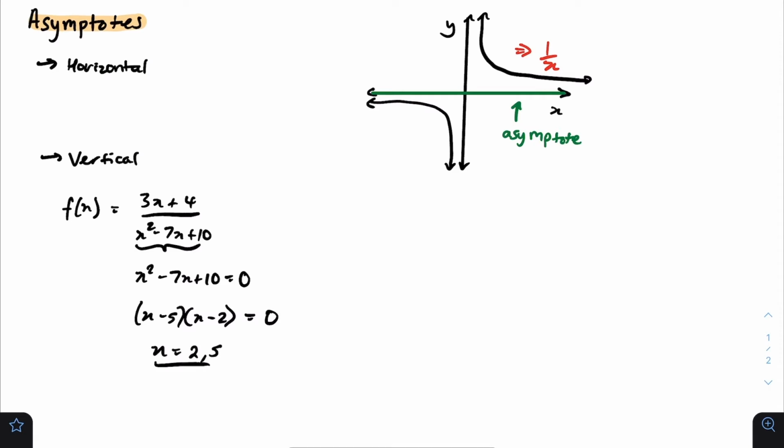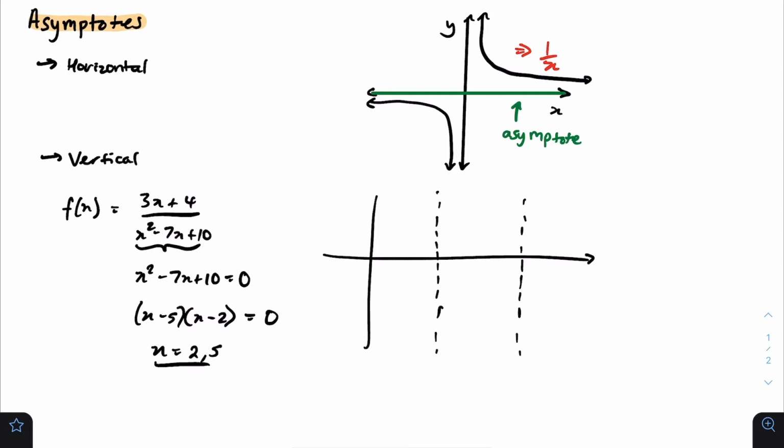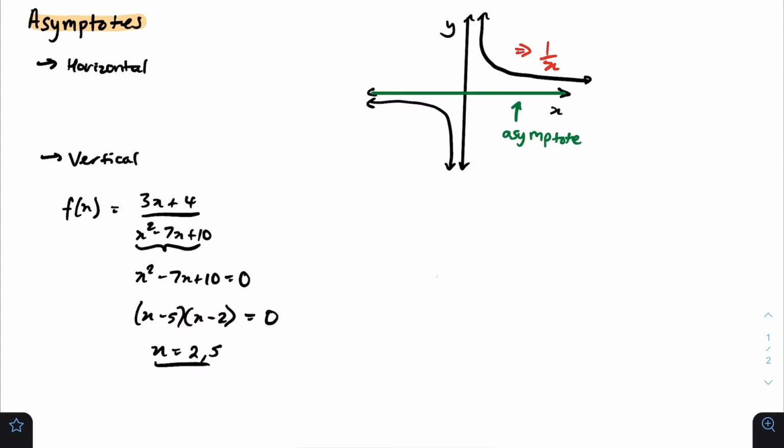What that means is that at the points x equals 2 and x equals 5, we have these lines over here, which are the asymptotes of the function. So that's how you do vertical asymptotes. Pretty easy. You just set the denominator to 0. If the denominator was like 3x minus 6, then the asymptote would be x equals 2.